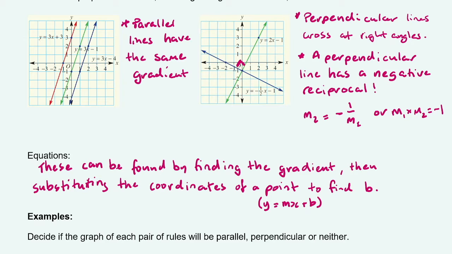So we can find bits and pieces for the equation just like we have been before. We know that parallel lines will have the same gradient, so no matter what, they will always have the same gradient. And if we want a perpendicular line, let's find the negative reciprocal. Let's turn it upside down and make it negative. Let's take a head first dive into our examples.